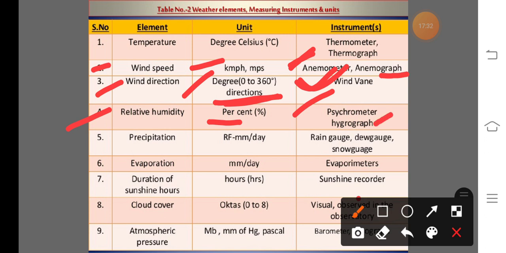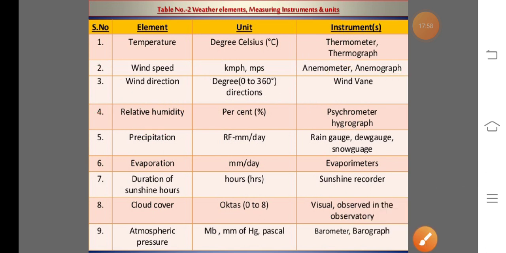or also Assmann psychrometers. Sling psychrometers and Assmann psychrometers are used for measurement of relative humidity, or also a hair hygrograph is used in the Agromet observatory for continuous and automatic recording of relative humidity. That means for the automatic and continuous recording of relative humidity, a hair hygrograph is used.